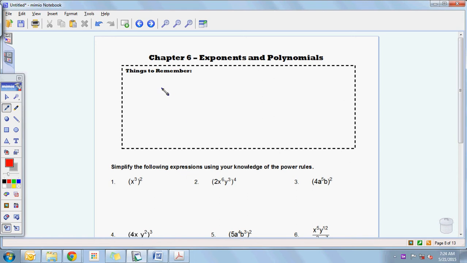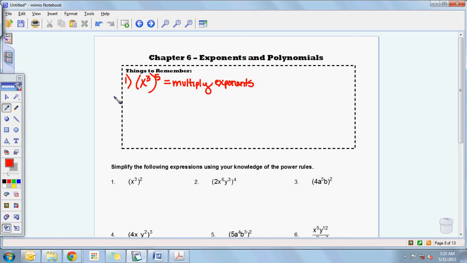So, important things to remember about our exponent and polynomial chapter. First thing, I'm going to walk through the 3 different power rules that we talked about. The first one was when you were asked to do a power to a power. So a power to a power looks something like this. You'd have maybe x to the 3rd power raised to the 5th power. If you see something like this where you have an outside exponent, you're going to multiply those exponents together to get 15. So this would simplify to x to the 15th power because you multiply those exponents.